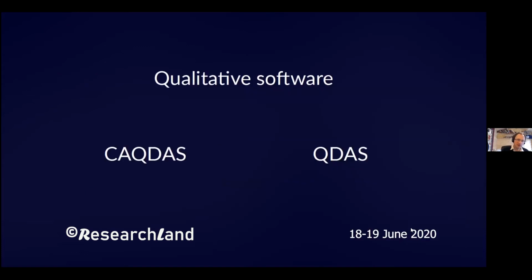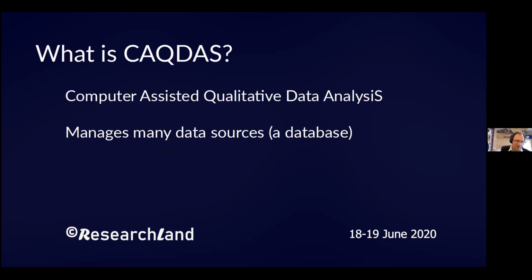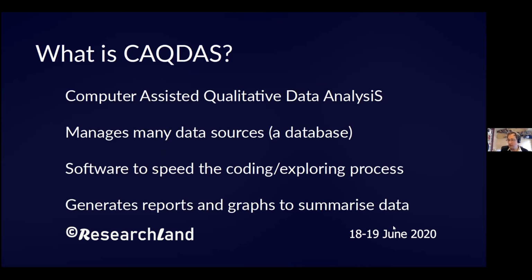But there's also specific software. This is either called CAQDAS, Computer Assisted Qualitative Data Analysis Software, or sometimes QDAS, Qualitative Data Analysis Software. And these are tools specifically designed to help with the analysis of qualitative data. So what is CAQDAS? Well, it's basically a database. So it's a piece of software that manages your different data sources. So these may be your different transcripts or whatever data you have from different participants or documents. And it also helps you to speed up that coding process of assigning bits of text to a particular theme or code. And it also helps you to explore the data and will generate reports and graphs that summarize what you're doing there.